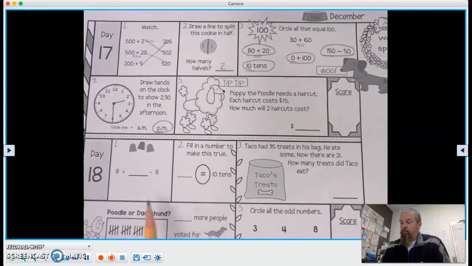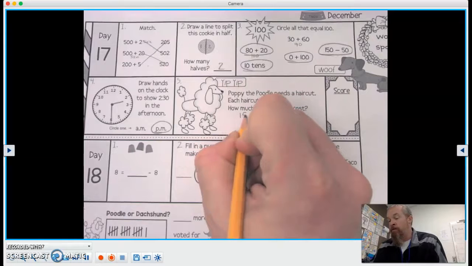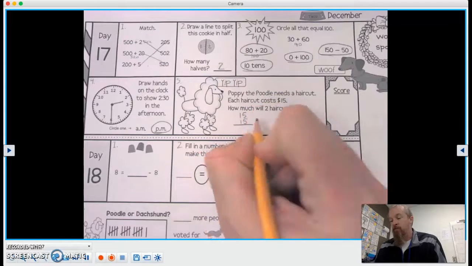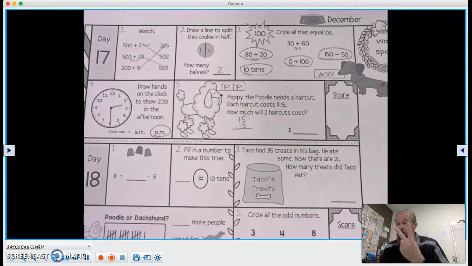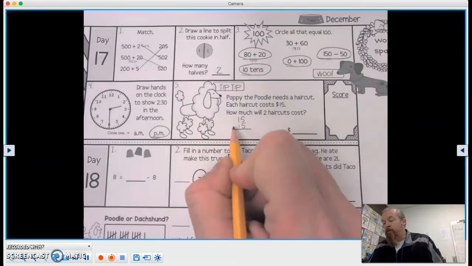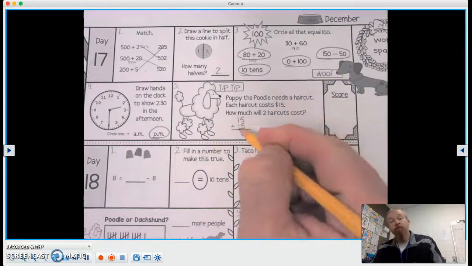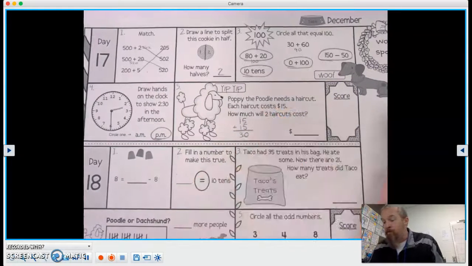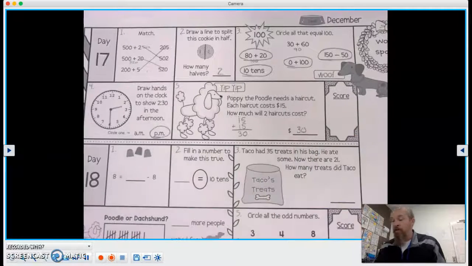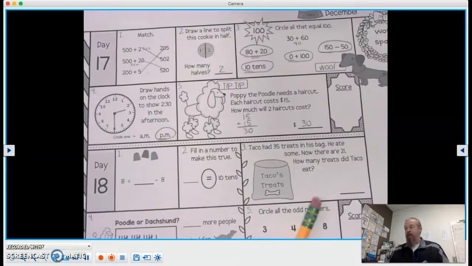Okay, yep. Poppy the poodle needs a haircut. Each haircut costs $15. How much will 2 haircuts cost? So for this one, we are going to add 15 plus 15. 1 for each haircut. We want 2 haircuts, right? 5 plus 5 equals 10. 1 plus 1 plus 1 is 3. So, $30.